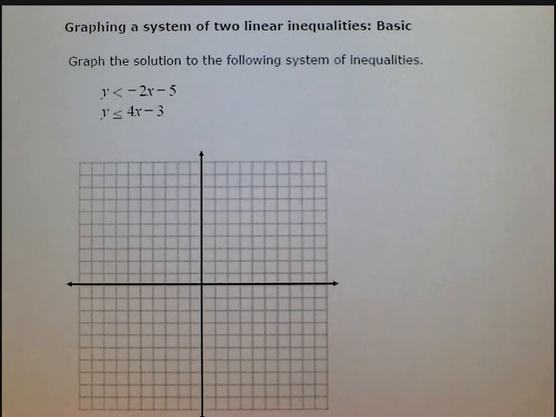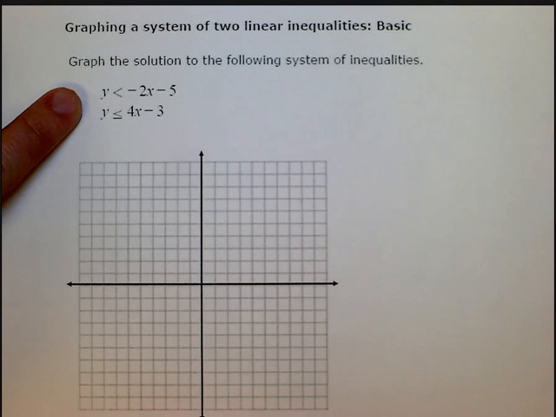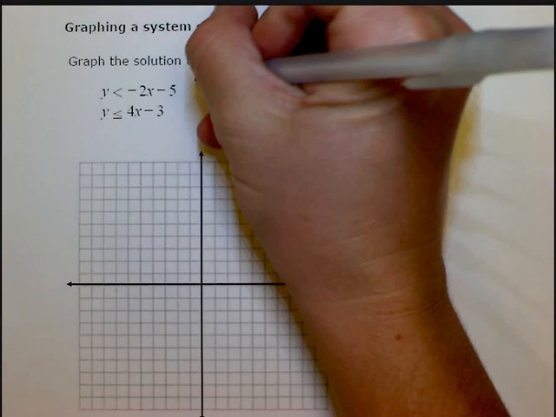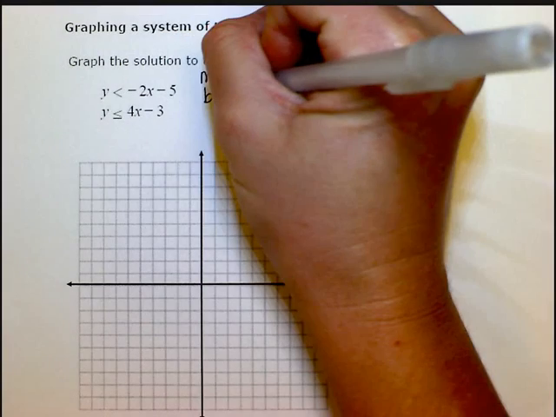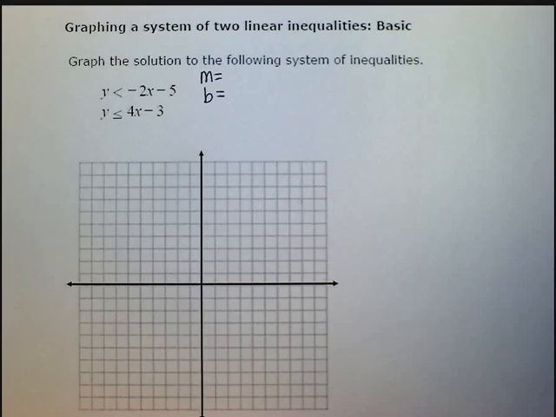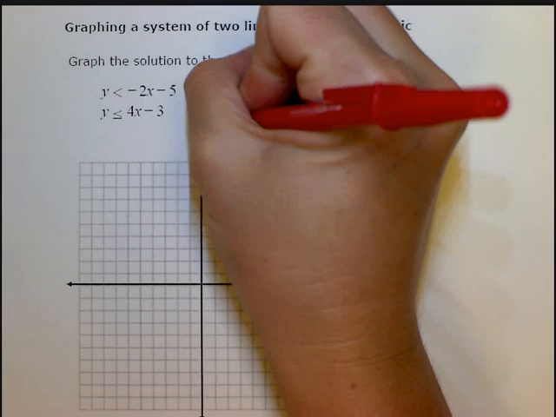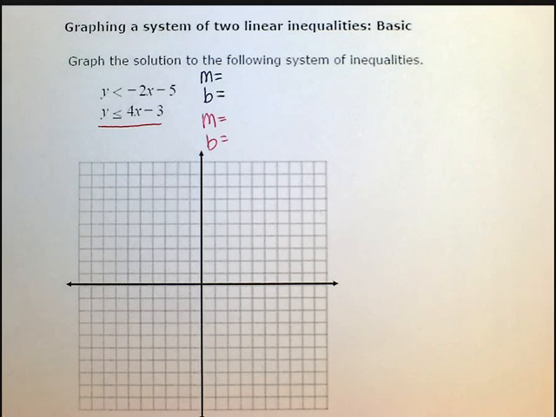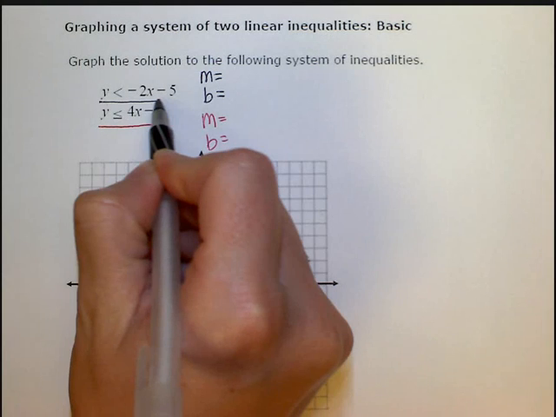Now, the first step usually when we're graphing inequalities is to solve for y. However, we see here that both of these inequalities already have y isolated on one side. So now we just have to graph them as though they were linear equations to start with. So we're going to use the slope and the intercept of each line. I'm going to use two different colors so you can see this. So the second one will be red and the first one will be black.